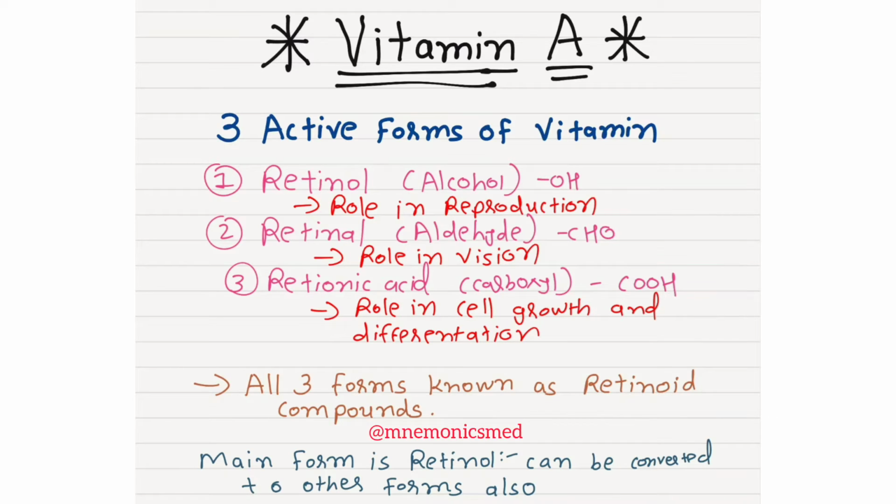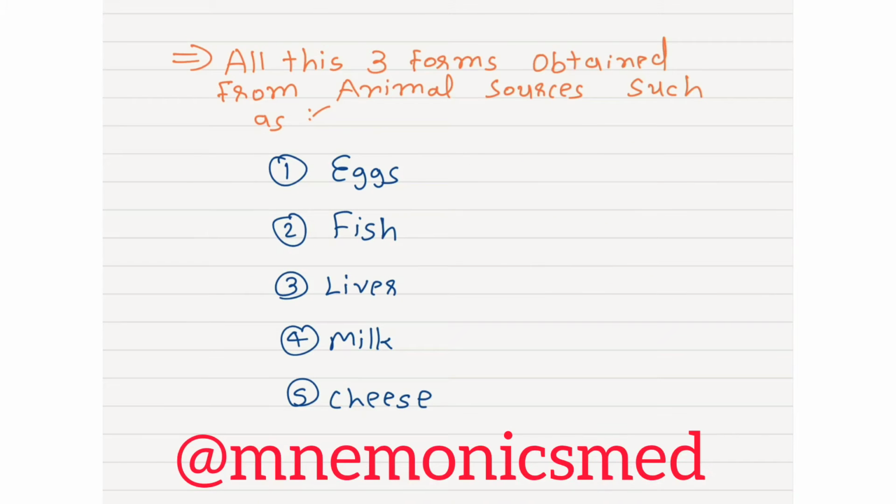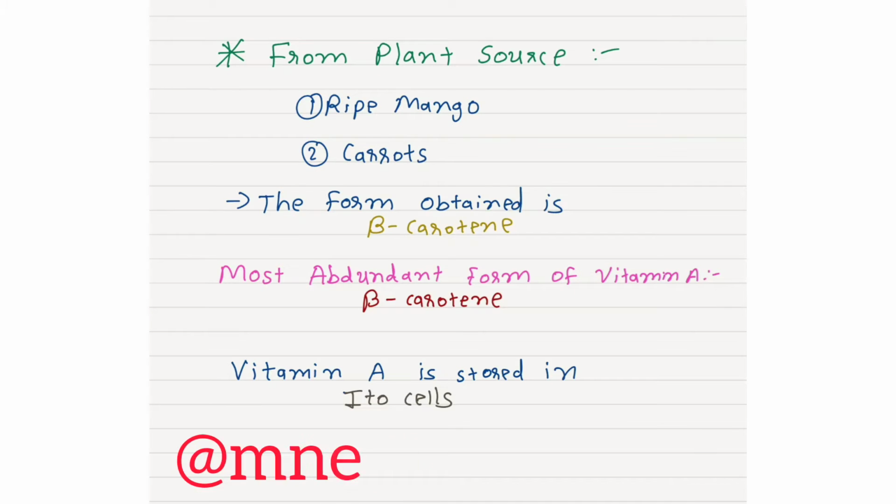The main form, retinol, can be converted to other forms also. So you have to remember this much for the active forms of the vitamin. Now we will learn about the sources. All these three forms can be obtained from animal sources such as eggs, fish, liver, milk and cheese. So you have to remember that all three forms are obtained from animal sources.